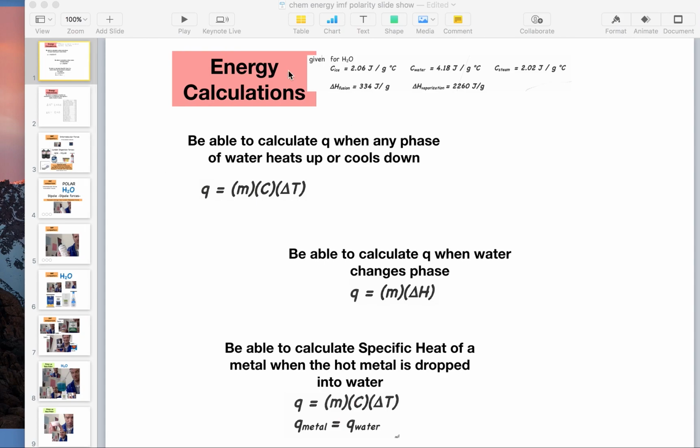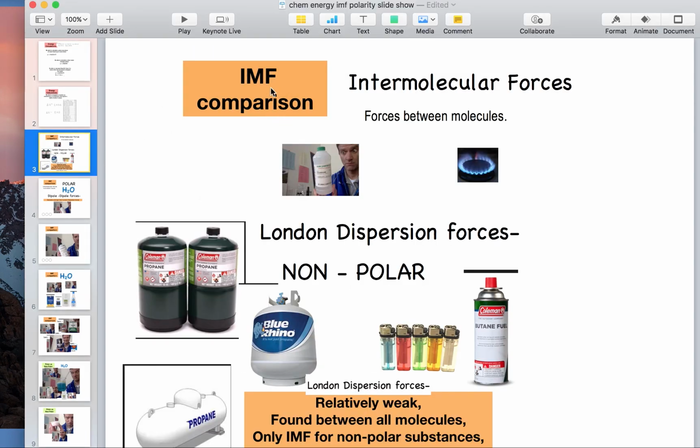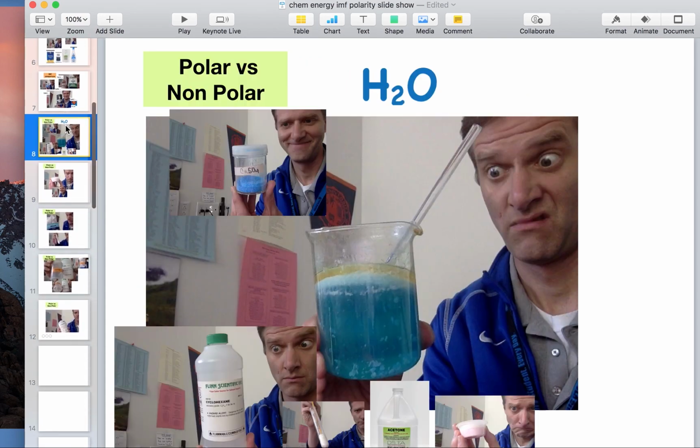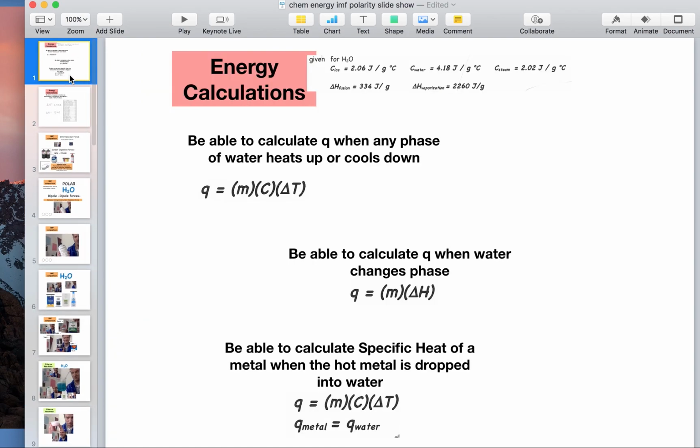All right, so once again, I think of the quiz as three parts. There's energy calculations, there's IMF, intermolecular force comparisons, and there is deciding what's polar and what's nonpolar. For the energy calculations, now remember you're given this information for water. So it's Q, Q, Q, Q. Q stands for the quantity of heat energy.